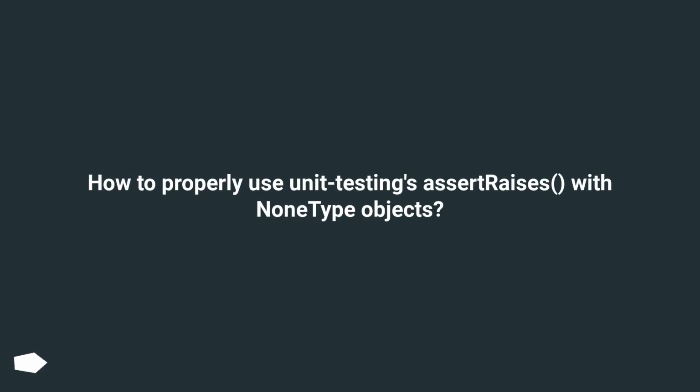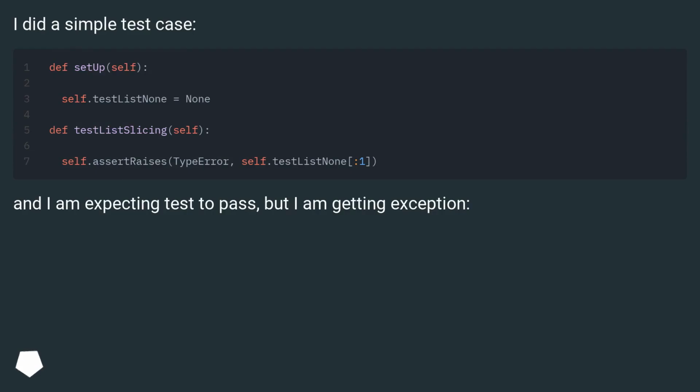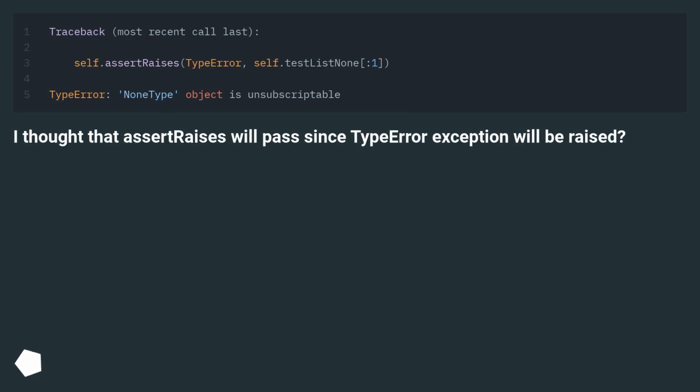How to properly use unit testing's assertRaises with NoneType objects. I did a simple test case, and I am expecting the test to pass, but I am getting an exception. I thought that assertRaises will pass since a TypeError exception will be raised.